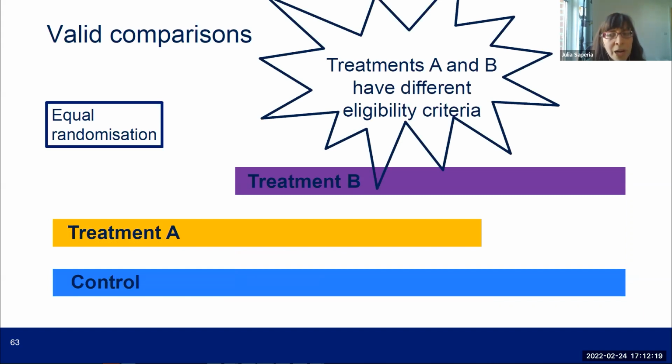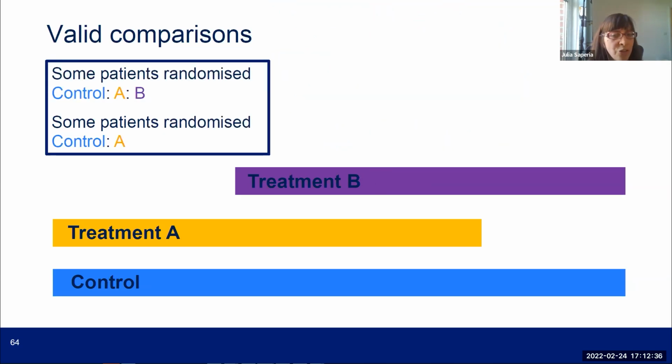Now, some of you are ahead of me on this because I've seen some questions about it in the Q&A. What happens if there are different eligibility criteria for treatments A and B? So in this scenario, everybody that enters the trial can be randomized to treatment A. Everyone's eligible for treatment A, but treatment B is contraindicated for some people. So that means that the nature of the controlled group changes in that situation.